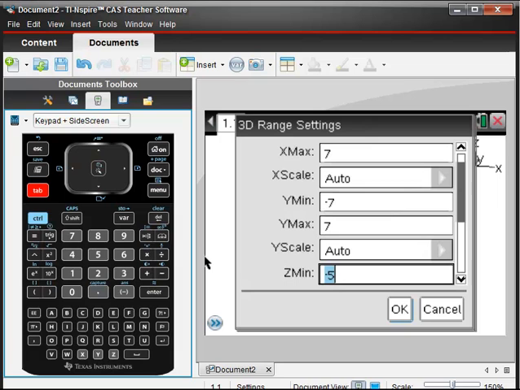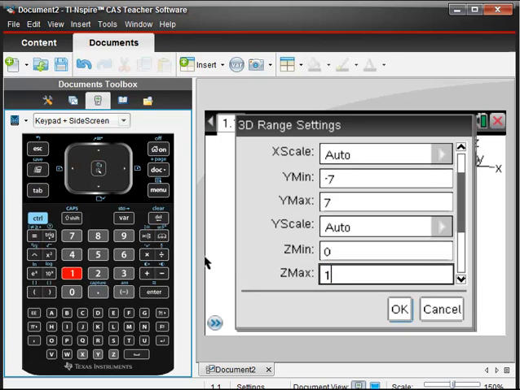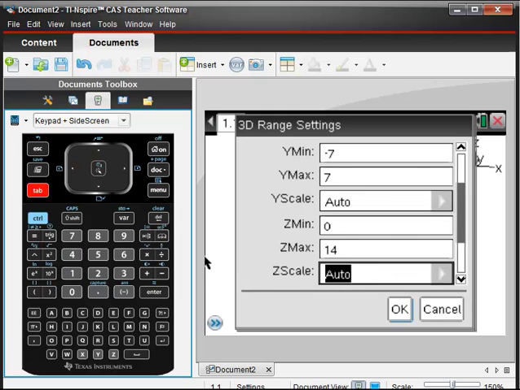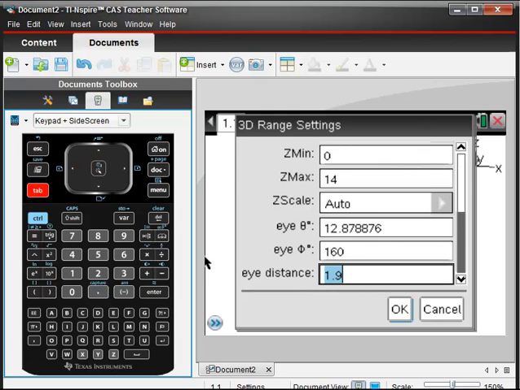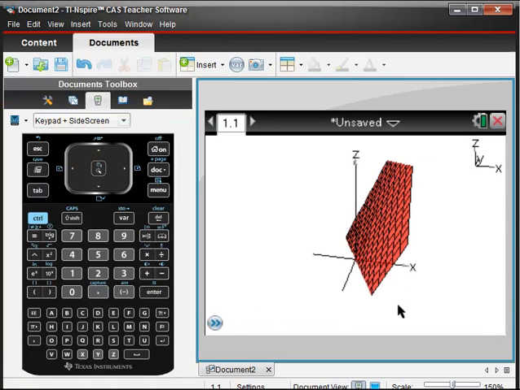And we'll bypass the scaling issue. The z-axis, okay, 0 tab to 14. The other things, these angles and this distance, can all be taken care of with the cursor after we get the graph to appear. So let's just click on OK and take a look at what we have here.